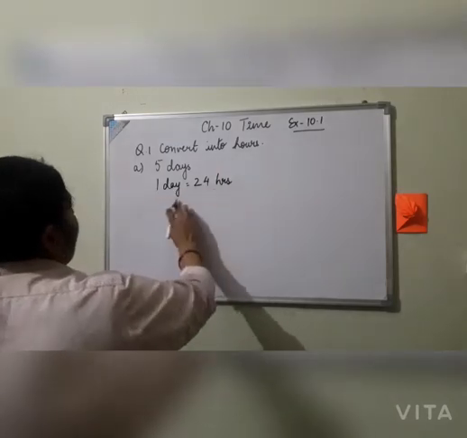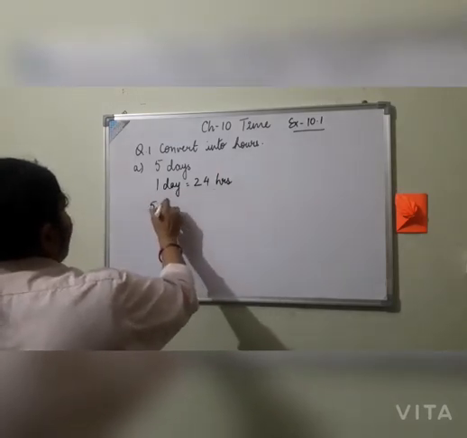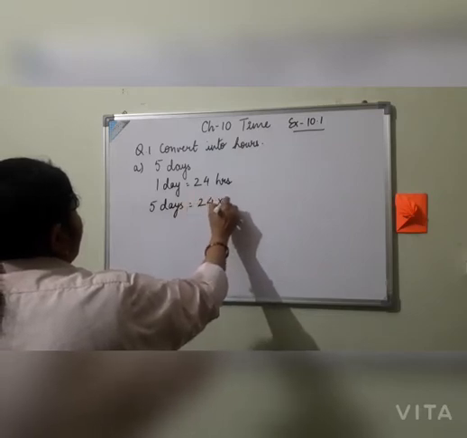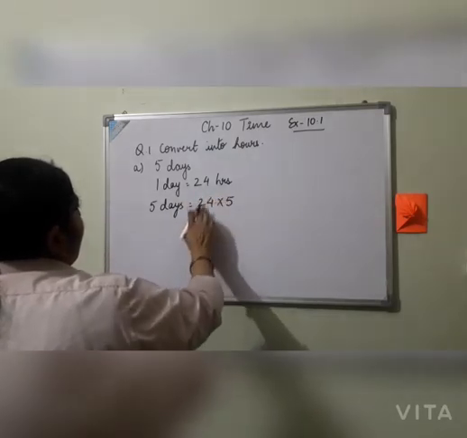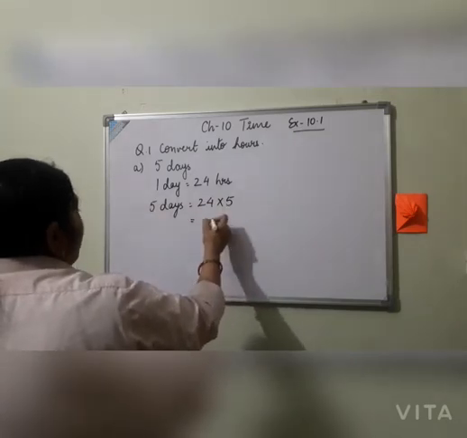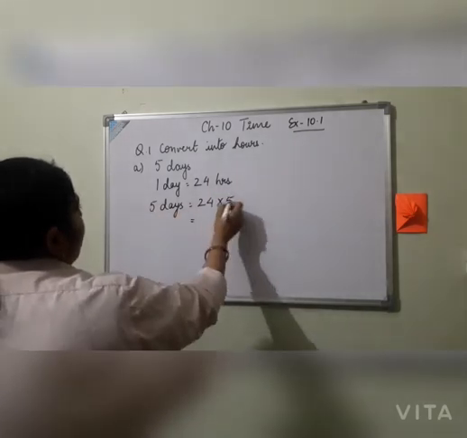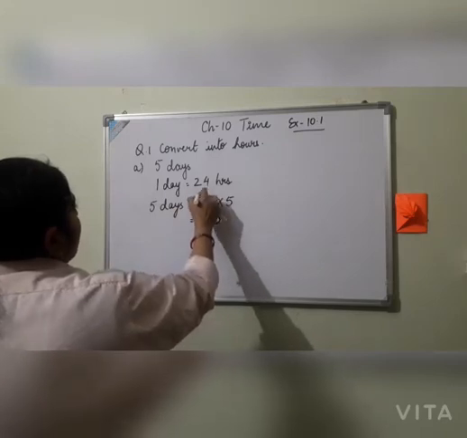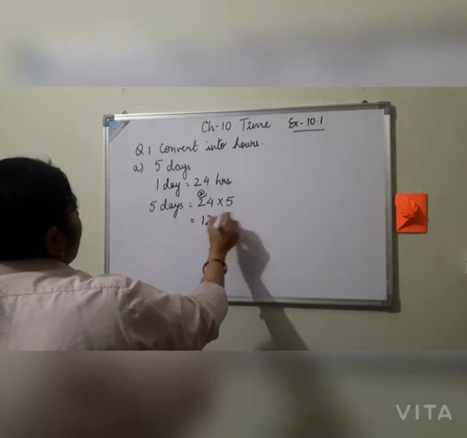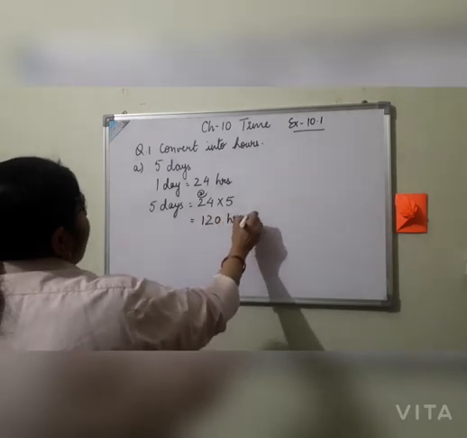So if one day has 24 hours, 5 days will be having 24 multiplied with 5. You have to multiply 24 with this 5 and know how many hours are there in 5 days. 5 fours are 20. 5 twos are 10 plus 2 becomes 12. There are 120 hours in 5 days.